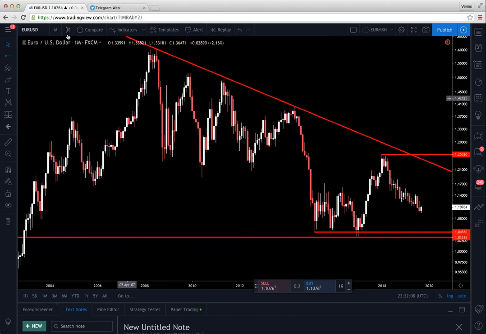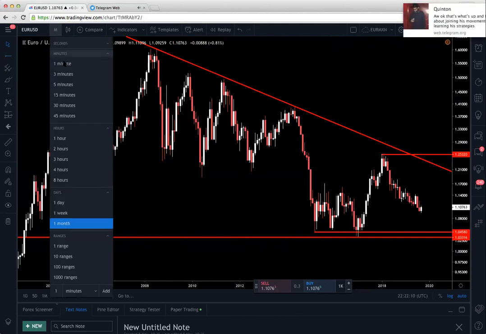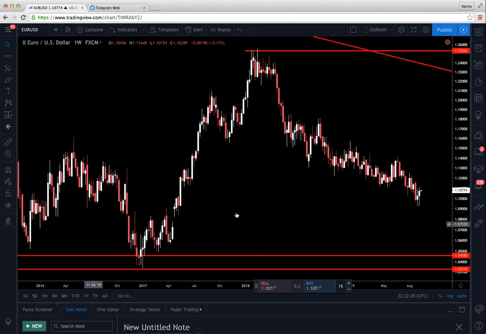Now remember, when you're drawing these lines here, leave them on your chart. Do not remove them. I promise you, price will respect those levels at some point in time. Drop down to the weekly.